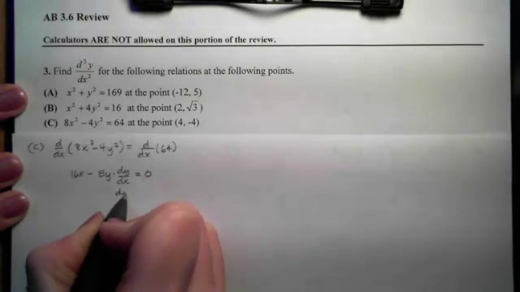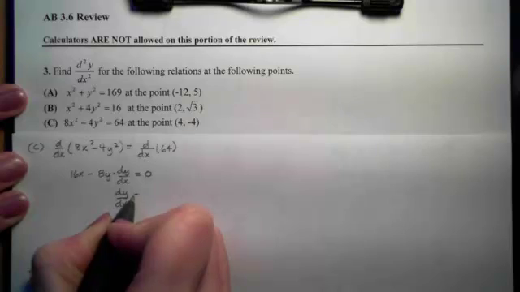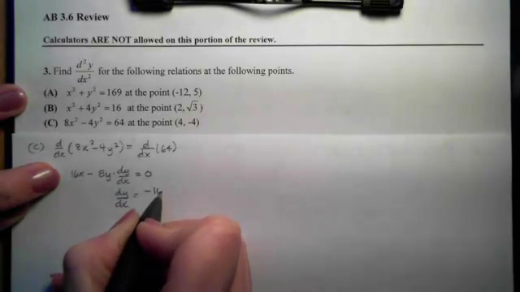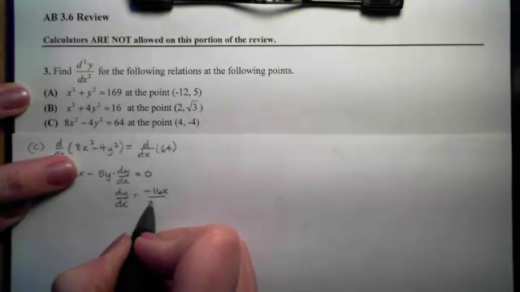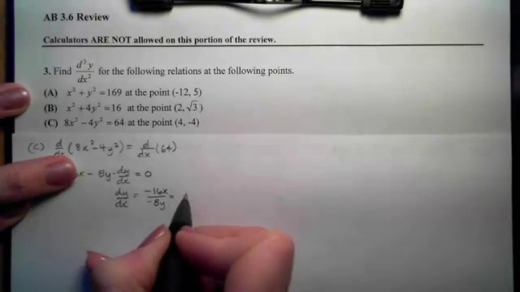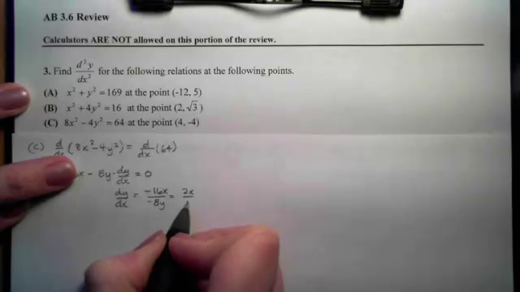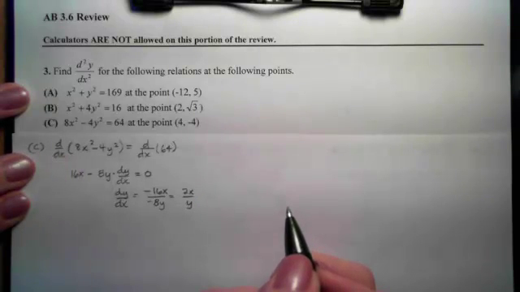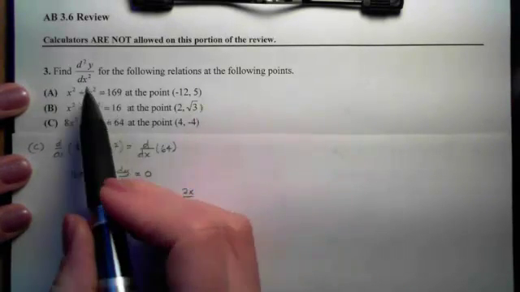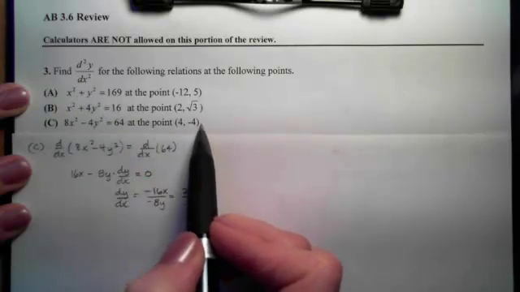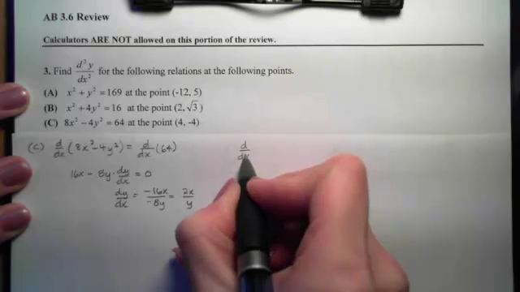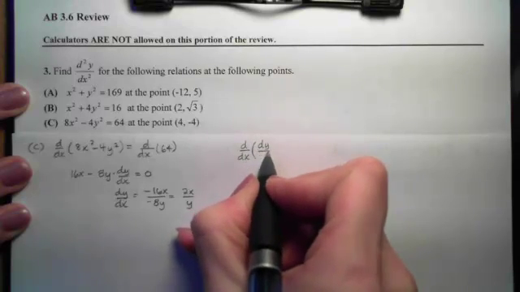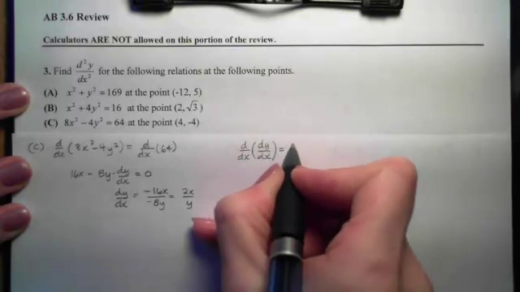If I isolate dy/dx, I'll need to move the 16x to the other side, which will make it negative, and then I need to divide by the negative 8y. So we end up with 2x over y when it is simplified. So the goal is to find the second derivative at a point. So in order to get the second derivative, I need to differentiate dy/dx again.